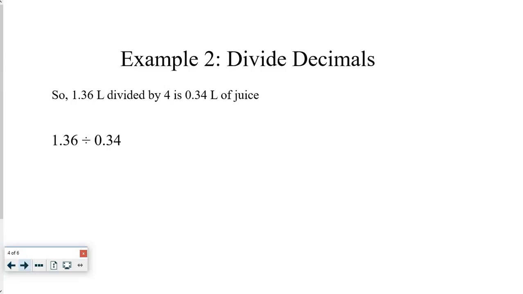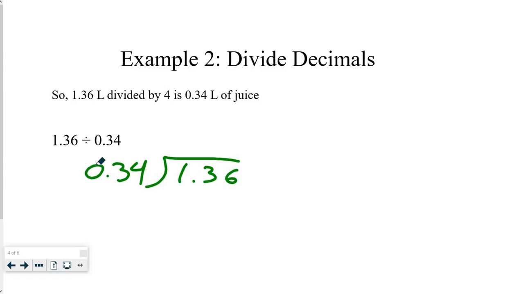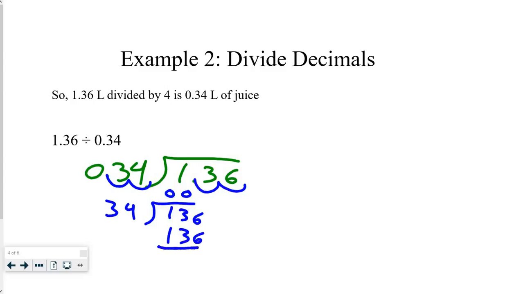Finally, to divide decimals on paper, when we go 0.34 divided by 1.36, what we're going to do is take this decimal and move it over 2 places. And when we do that, we move this decimal over here. So now it is 34 divided by 136. We know that 34 doesn't go into 1 at all, so it's 0. It doesn't go into 13 at all, and we know that it goes into 136 4 times.